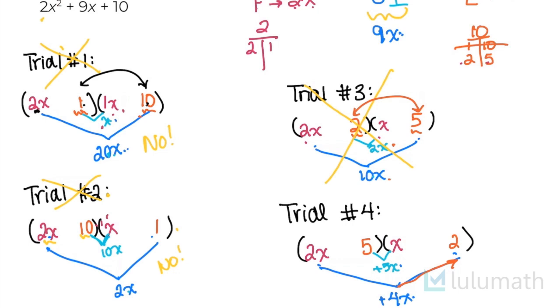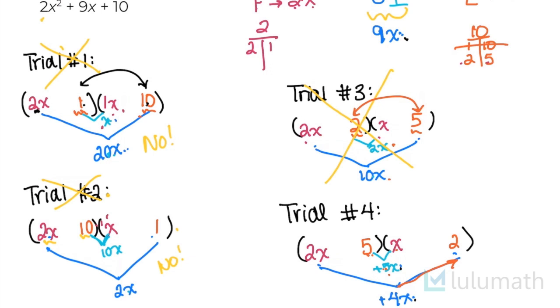Now, we worry about our signs once we figure out what outer and inner values will give us this 9x that we're looking for. So again, because the 5x here is positive, and the 5x results from multiplying this 5 right here by this x right here, then we know that both 5 and x either both have to be positive or both have to be negative.